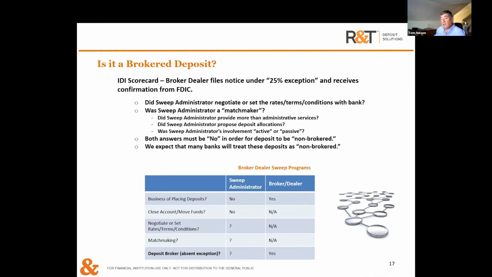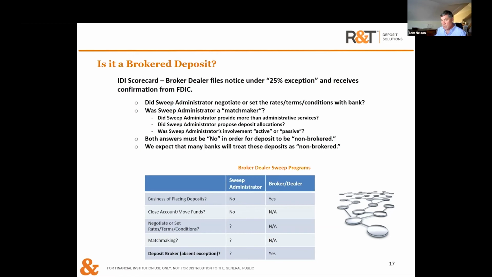The broker-dealer is going to file the exemption. They're clearly not going to be a deposit broker. The sweep administrator, you have to ask the questions about whether or not the sweep administrator is, quote, facilitating your deposits. Can they place deposits? No, they're not placing deposits. That would only be the broker-dealer. Can they close accounts and move funds? No. In all those situations, it's the broker-dealer, the custodian, that's actually moving the money. The administrator has never touched the money.